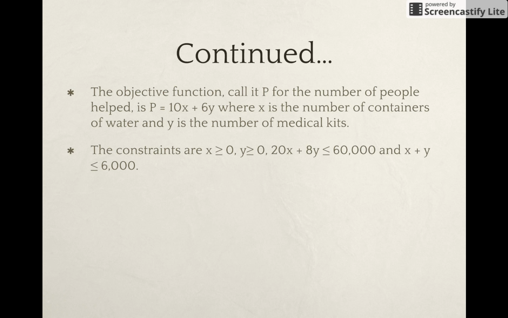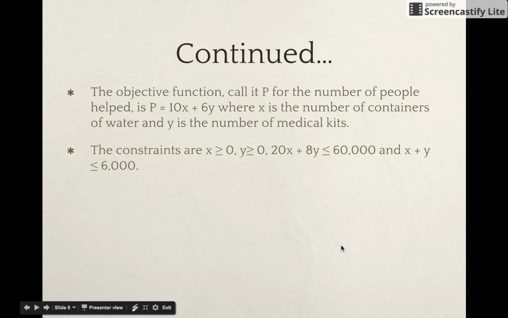Our objective function in this scenario, we'll call it P. I'm just using P to represent people helped, would be given by 10x plus 6y. That's because the scenario tells us that we have 10 people helped from each container of water, and so we're using x for the number of containers of water, and 6 people helped from each medical kit, so y we're using as the medical kit here.